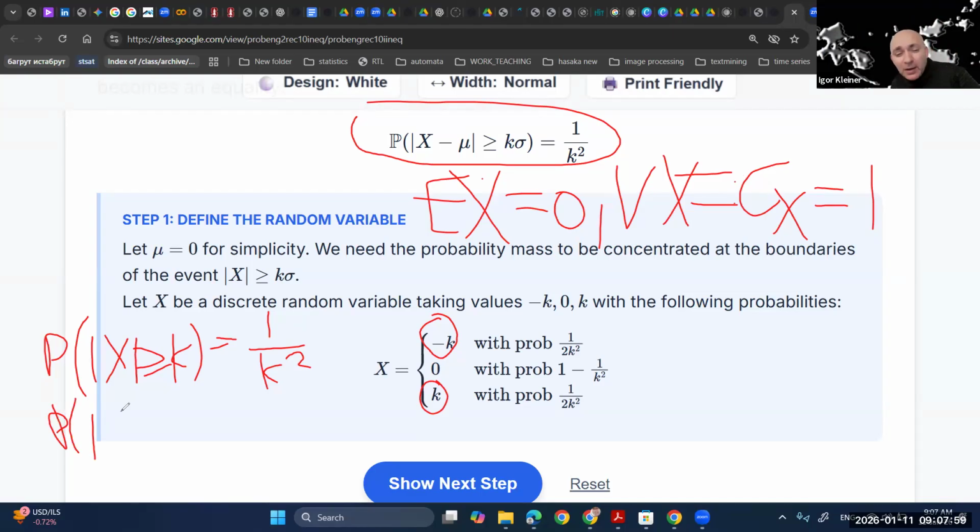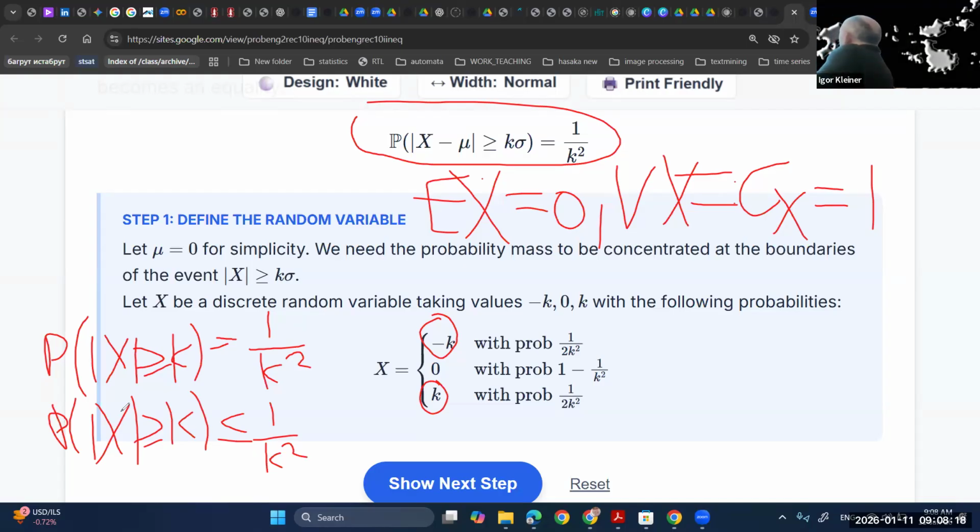The probability that the absolute value of x is greater than or equal to k equals 1 divided by k squared. So for this random variable, the Chebyshev inequality turns into an equality. It's sharp. You can't improve it in general.